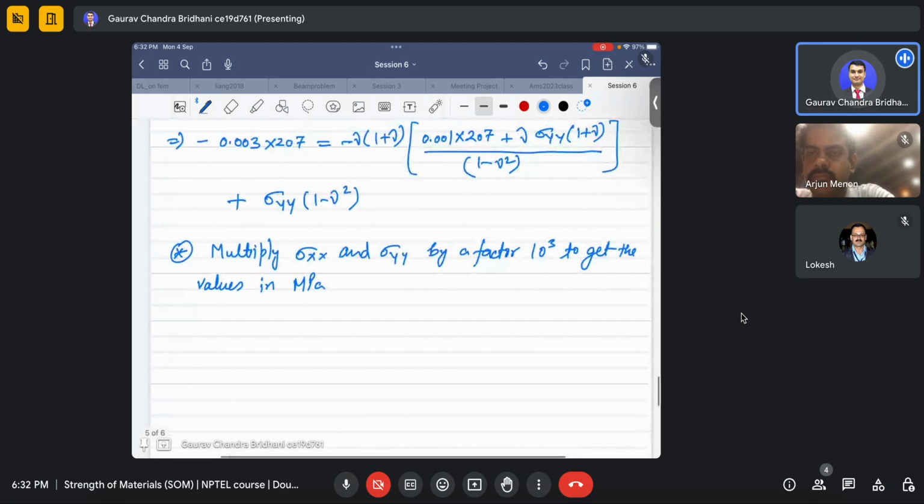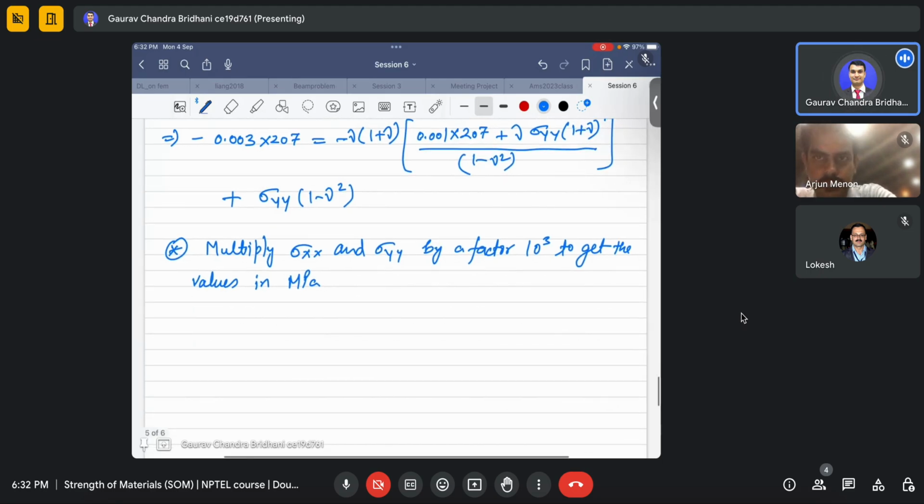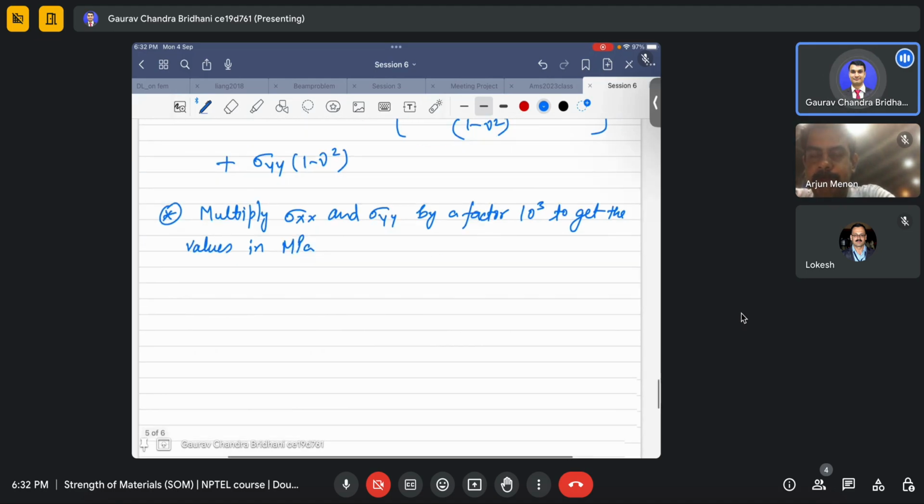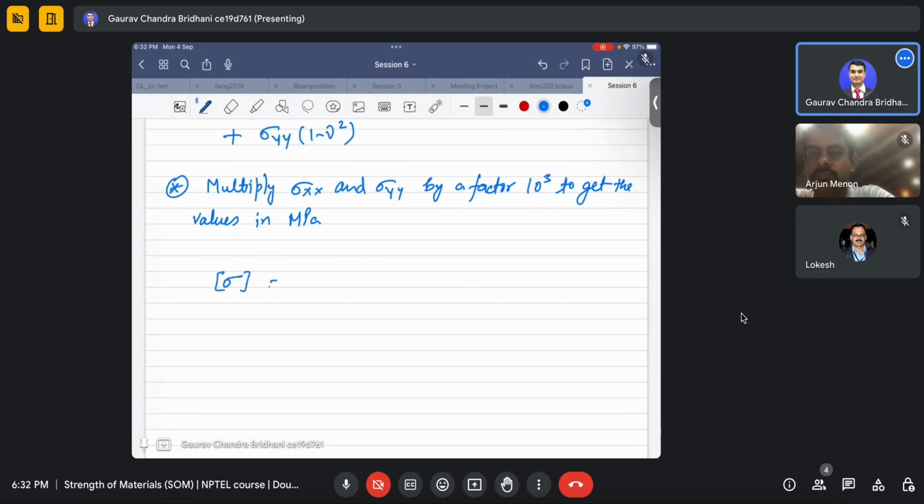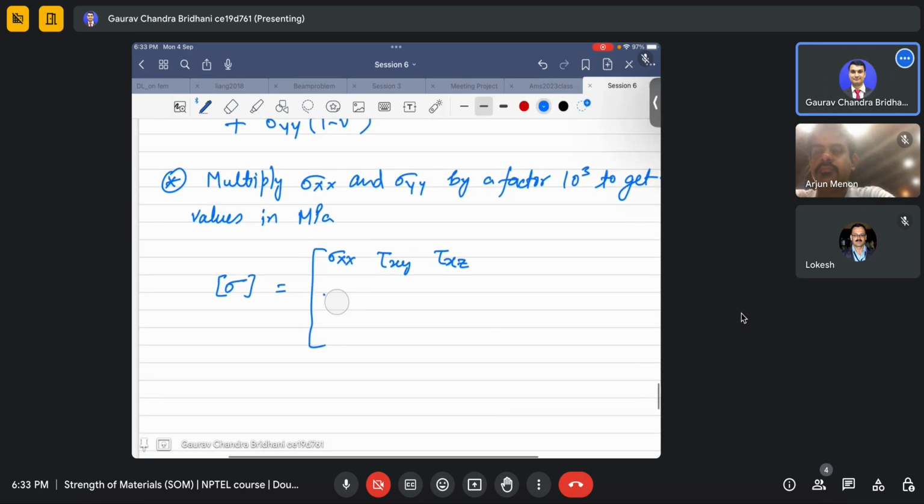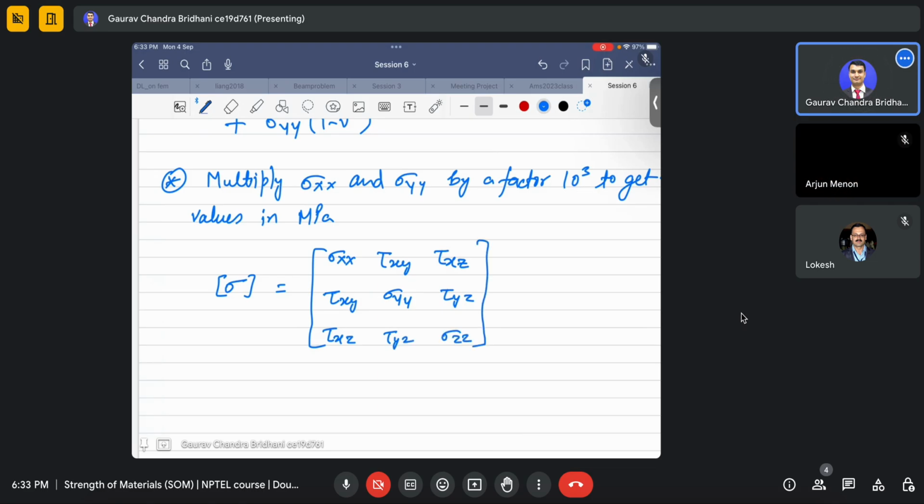We have already found the values of tau xy, tau yz, tau zx. Now sigma xx, sigma yy and sigma zz will be obtained from here, and then you have the full stress tensor. So finally you can arrange your stress tensor as sigma xx, tau xy, tau xz; tau xy, sigma yy, tau yz; tau xz, tau yz, and sigma zz. This will be the answer finally.